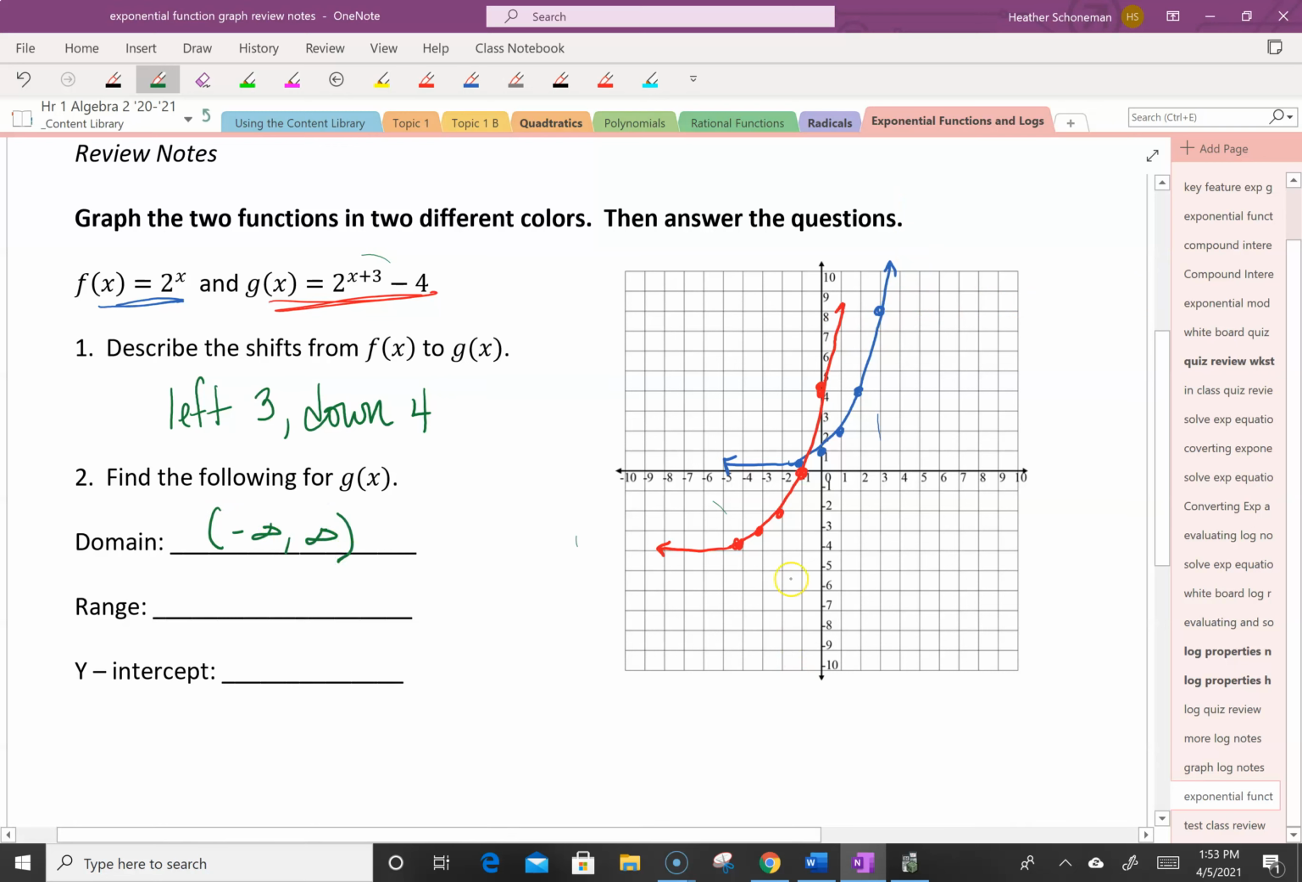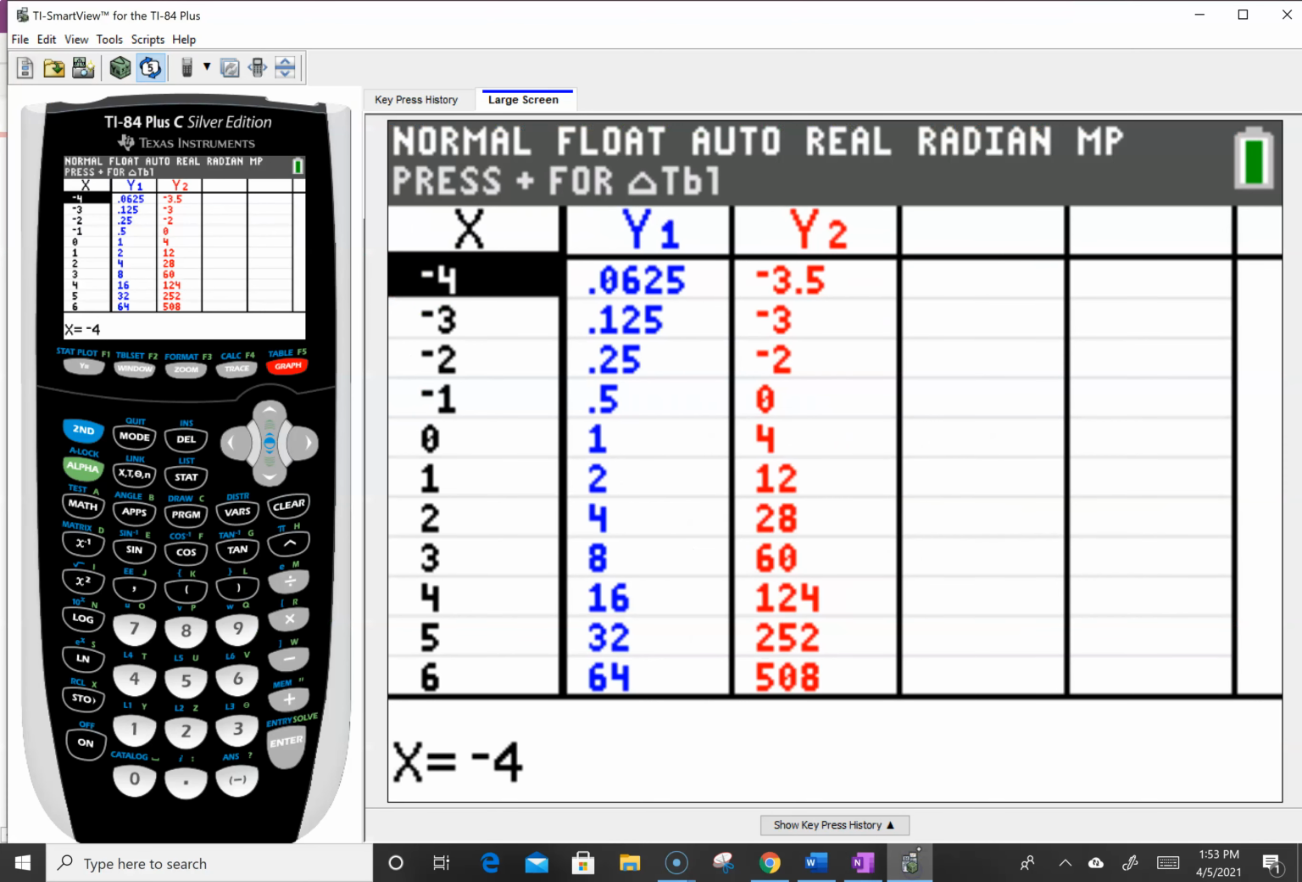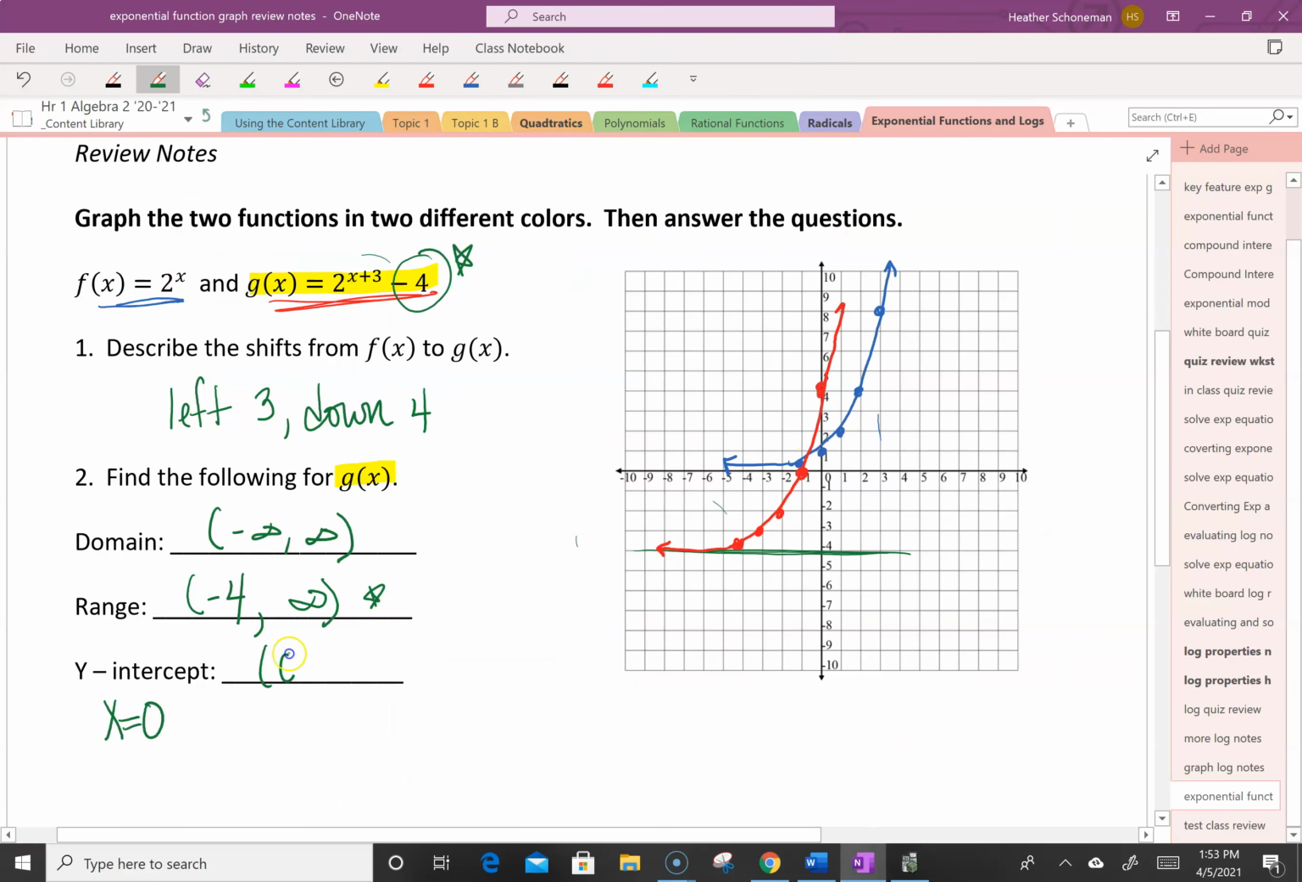The range, we go from bottom up. Now remember, we're reading this from g of x, which is the second graph here. So for the range, going from the bottom up, it starts right here at -4. Now it doesn't actually touch -4, it's an asymptote, so I have a parentheses, and it continues up, so I have infinity. Also notice at the end, there is a -4. That's not a coincidence. The y-intercept is when x equals 0. So I'm going to look at my table, and x equals 0 when y is 4. So my y-intercept is 0, 4.